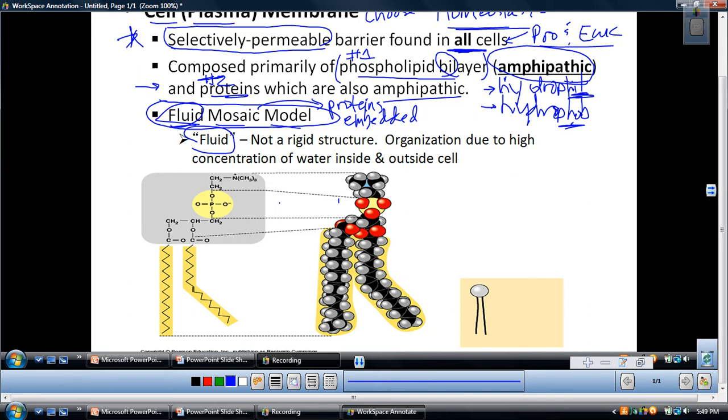So the mosaic is proteins embedded in the bilayer. Fluid is the part that means allow things through, and then proteins create this mosaic structure. The organization of it is due to the fact that if you look at a cell, there's going to be water inside the cell and water outside the cell. So the fact that we have intracellular cytosol and extracellular fluid is going to drive the makeup of this phospholipid bilayer, which we're going to look at right now.